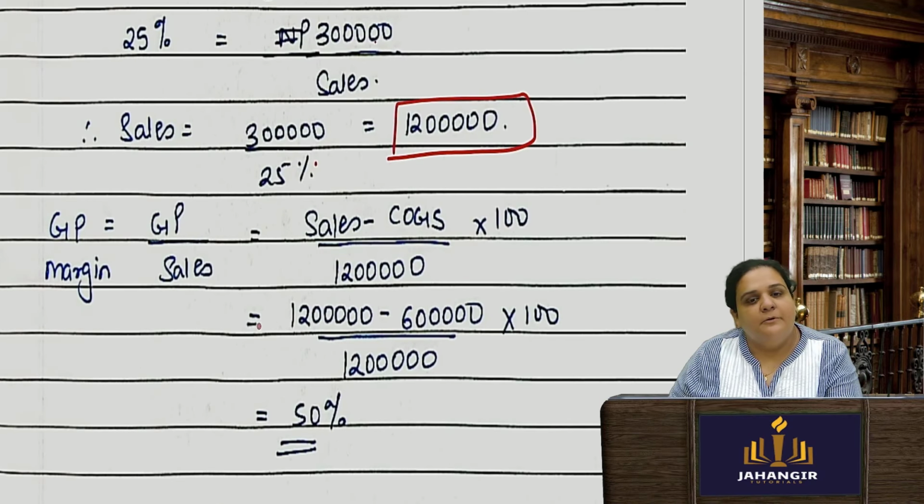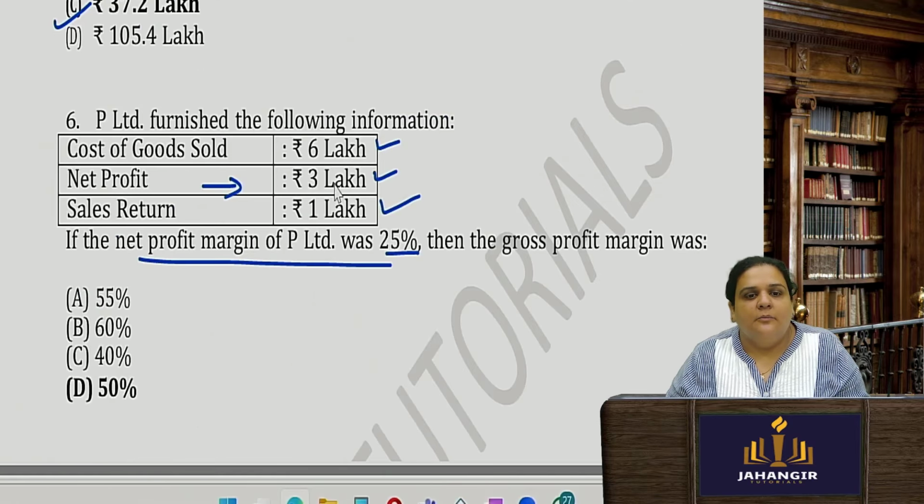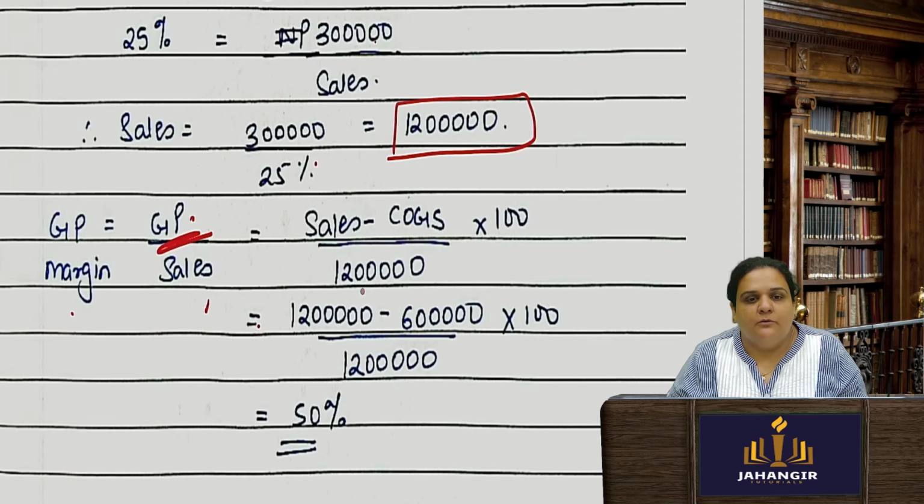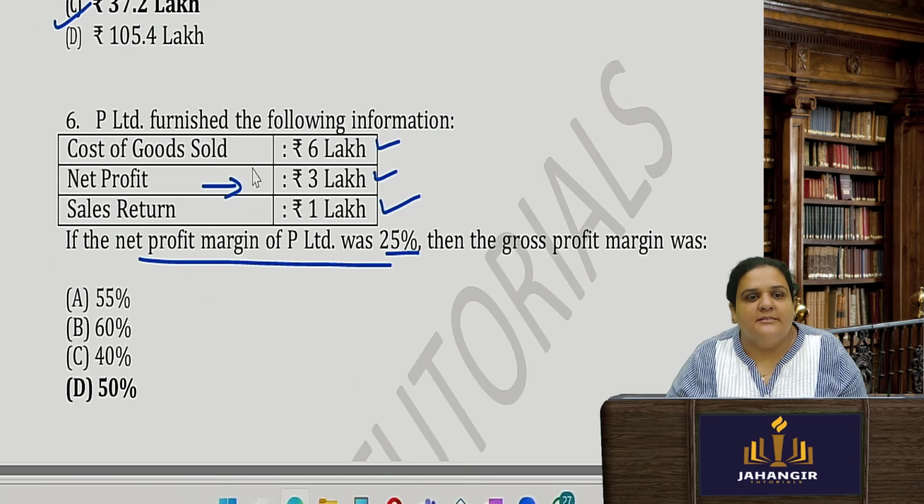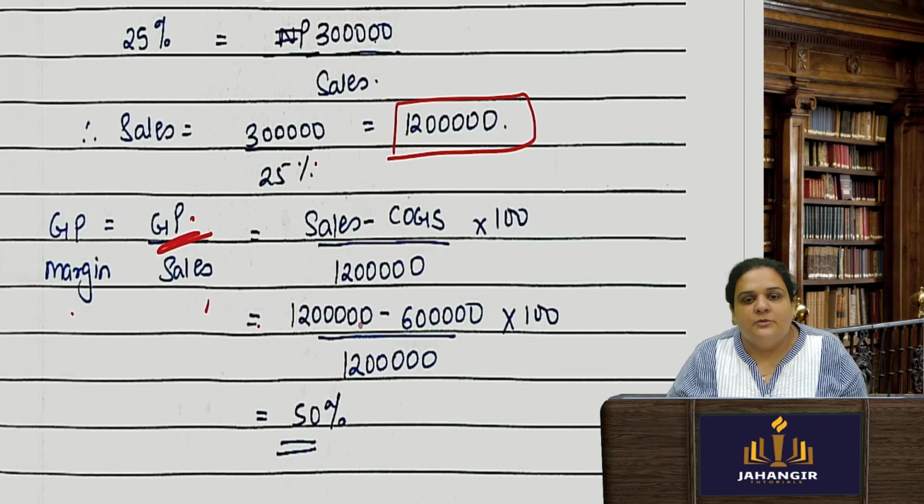So gross profit margin will be how much? Gross profit upon sales into 100. What is gross profit? Sales minus COGS. Sales is 12 lakhs. We just found out with the help of the formula. And COGS is 6 lakhs. So 12 lakhs minus 6 lakhs upon 12 lakhs. That will be 50%.